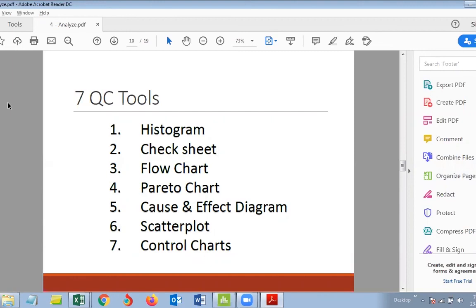Flowchart is something which we have all been using since our schooling days. We have been making flowcharts. Flowchart is something which we have done in a SIPOC also. SIPOC is also a flowchart. When you make a detailed process map, it's a flowchart. So flowchart is something which we all understand. It's a process flow diagram. When you look at the process flow diagram, that is your flowchart.